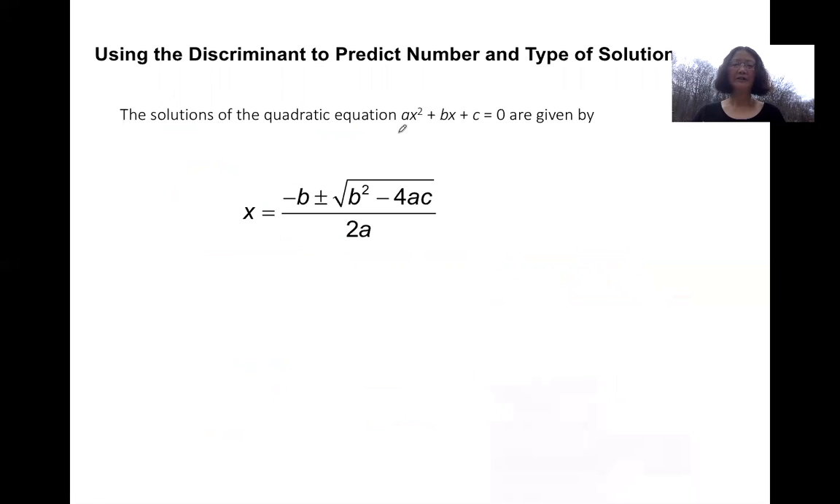So we just talked about how the quadratic equation can be solved by this formula. Is there a situation where you don't have a solution? So this is this slide. We are going to use the discriminant to predict how many solutions we have. What types of solutions do we have?